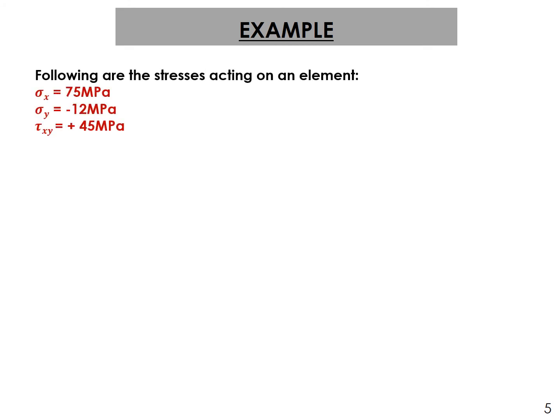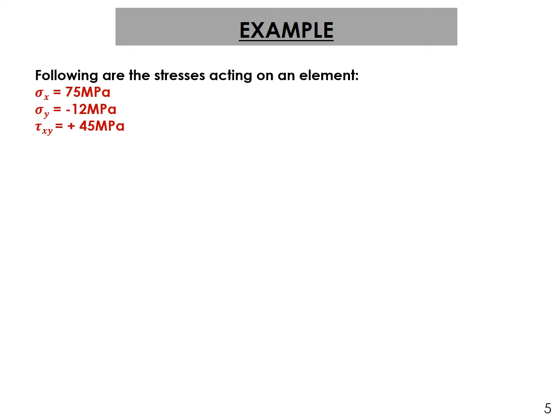Let's take an example. I hope now it is clear how to draw a Mohr circle and what point gives you what. So this is an example. It says the following stresses are acting on an element. The stress in the normal direction is tensile since it is positive. The stress in the y direction is negative, which means it is compressive. And shear stress is given to us. It is a positive shear stress, 45 megapascal.